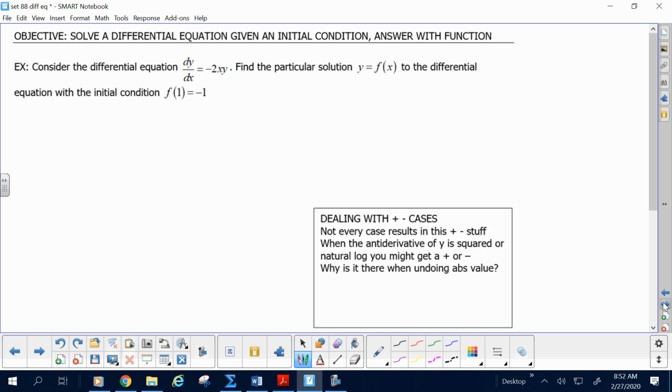Consider the differential equation. Find the particular solution, y equals f of x, to the differential equation with f of 1 equals negative 1. Let's do this together, but you tell me what to do. What should I do first? Find the original. That is the whole question. Yeah, so that's the question. Now what do I do first? That's the first step. Separate the variables. Separate the variables, all right?